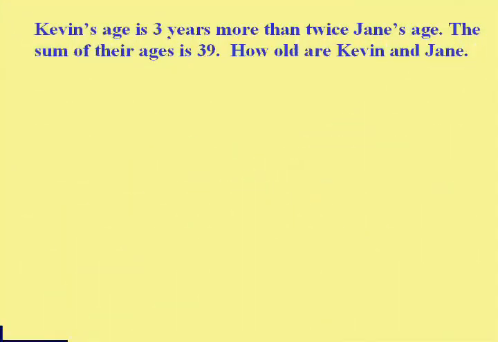Okay, let's try one. We'll pretend you've already written this down on your paper. Kevin's age is 3 more than twice Jane's age. The sum of their ages is 39. How old are Kevin and Jane? Let's begin by naming what X is. What do they want to know? Well, they want to know two things, Kevin and Jane's age. I can't let it equal both, so what I'm going to do is let it equal Jane's age, because Kevin's is larger. Okay, I'm done step 1.